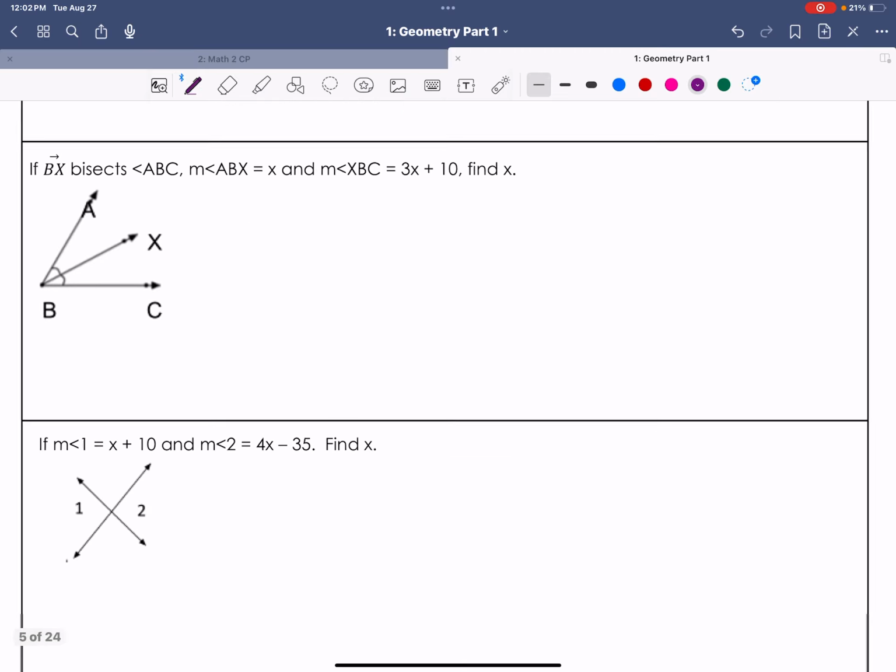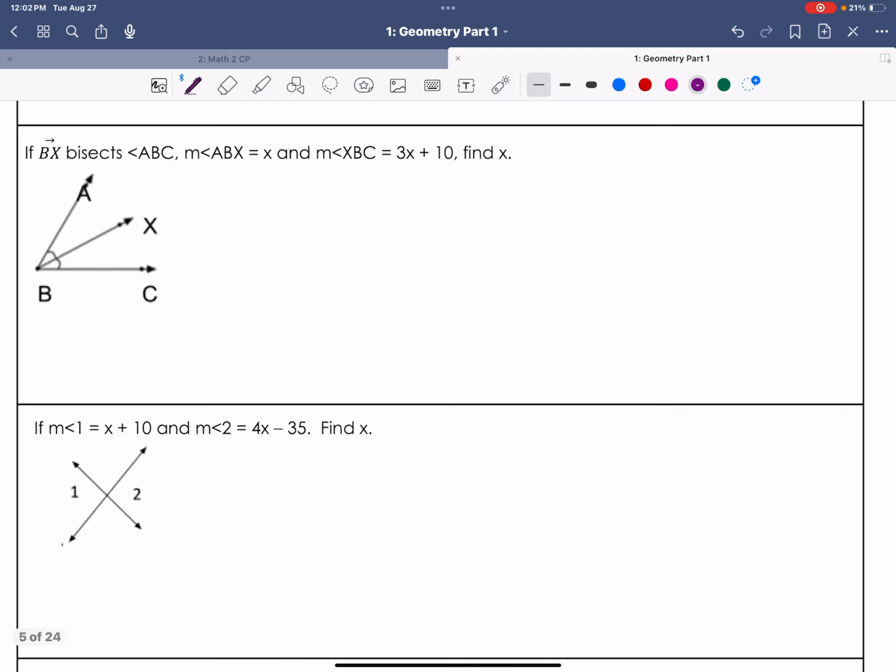And then here, we're going to do this example. It says if BX bisects angle ABC, the measure of ABX equals x, and the measure of XBC equals 3x plus 10, find x. That's a lot, but just make sure you label your angles. The important term here is that it bisects. If it bisects, that means it's cutting the angle evenly, so both angles should be equal to each other.